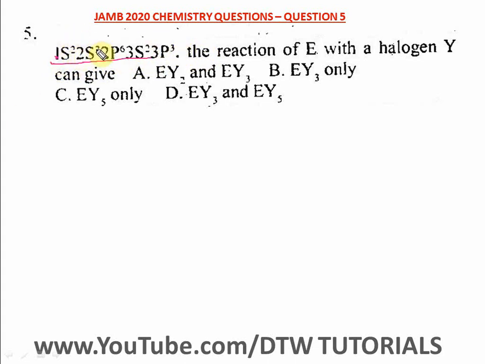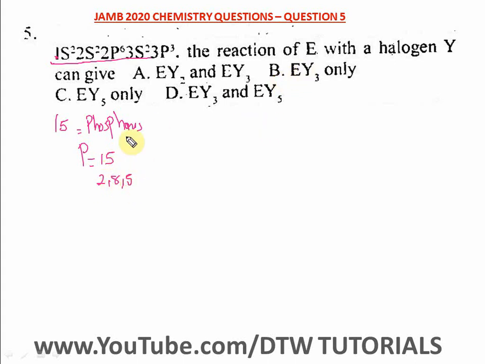This is 2 plus 2, 4, plus 6, 10, plus 2, 12, plus 3, 15. So this has an atomic number of 15. What element has an atomic number of 15? Phosphorus. So this is P, with this atomic number 15. That is 2, 8, 5.